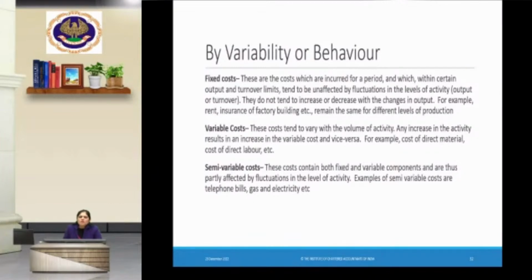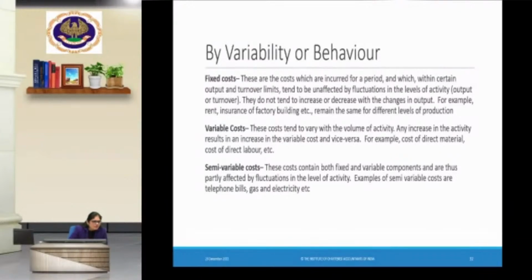All right. So fixed cost, variable cost, and semi-variable cost. Fixed cost does not change with production. Variable cost changes with production. Semi-variable has fixed and variable components both. All right.